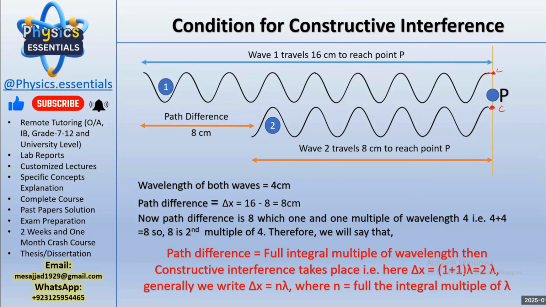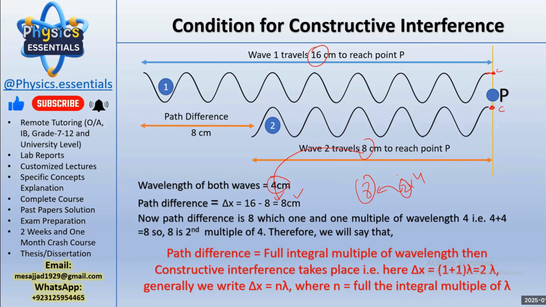So for example, wave 1 is traveling 16 centimeters to reach point P, and wave 2 is traveling 8 centimeters to reach point P. What is the path difference between the two? The path difference between the two is simply subtracting 8 from 16 and you will get 8 centimeters. Okay. Now I have written that the wavelength is 4 centimeters. And you can easily see that 8 is a multiple of 4, right? Which multiple? The second multiple.